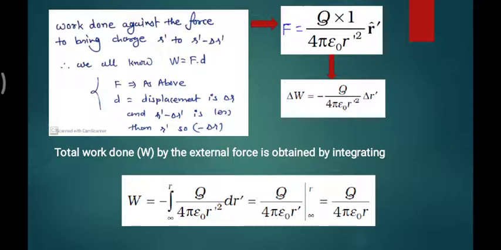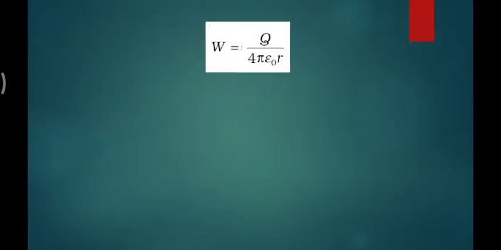This is the easiest step. As a 12th standard student, you should be able to do this much. So now W is equal to Q upon 4 pi epsilon 0 r. This much work you need to do. This is defined now. What is our aim? You need to find the potential.